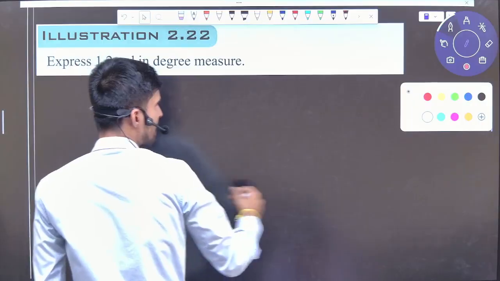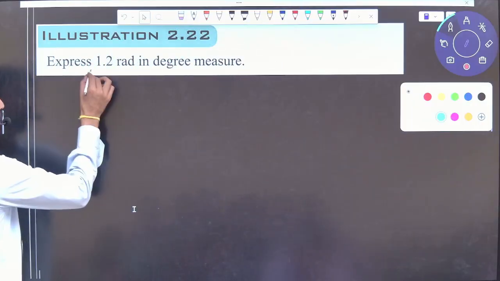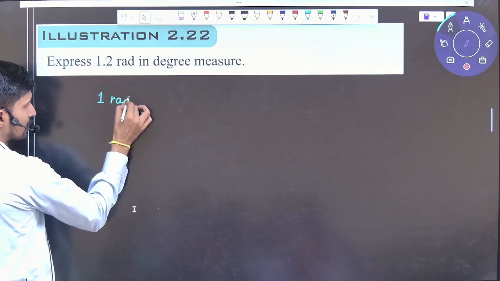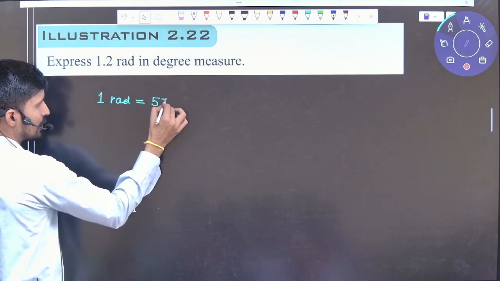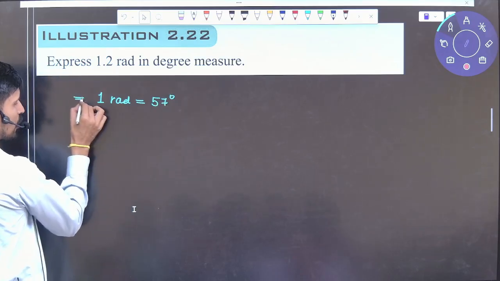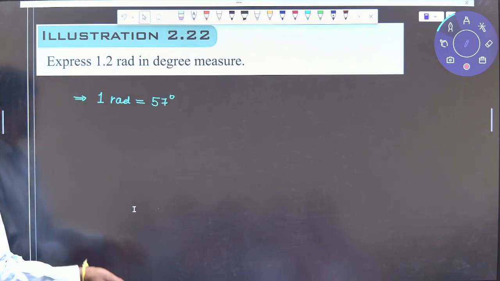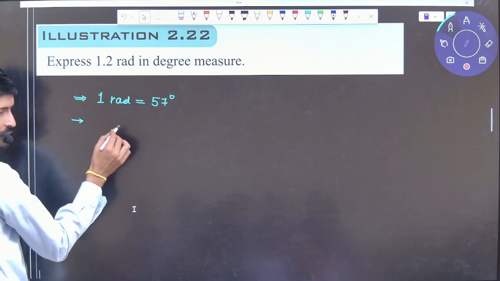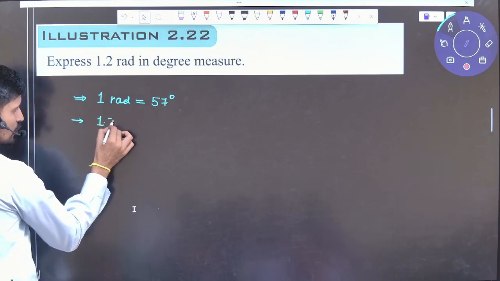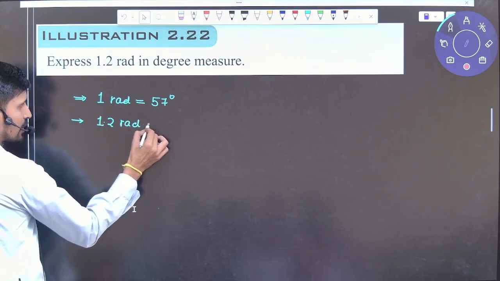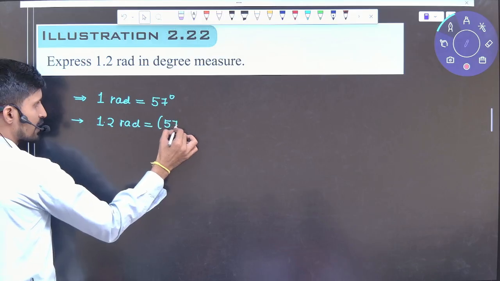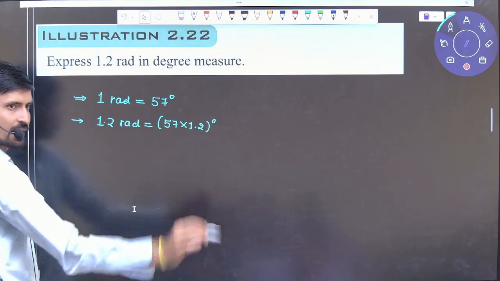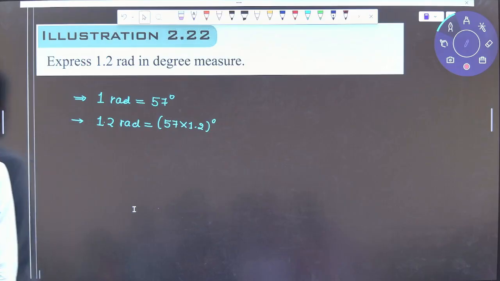Now, here it is 1.2 radian into degree. So simple, we know 1 radian is equal to 57 degree. That is approximate value, not exact value. Okay na? Just multiply 1.2 both sides. So that will become 1.2 radian is equal to 57 into 1.2 degree. Now multiply and get the degree. 68 point.